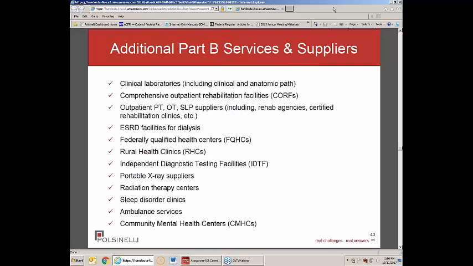So this is what I was talking about earlier with Part B covering a whole host of services and types of suppliers. So it's really a laundry list. This slide really is a catch-all for all the other Part B services that we don't have time to discuss in a lot of detail, but it captures both the services like lab services and dialysis services, as well as Part B supplier types. So anytime you see any of these services or supplier types, then we're operating under Part B.